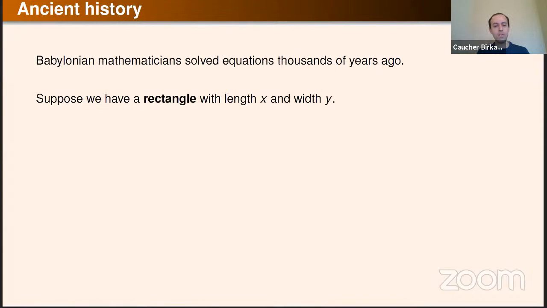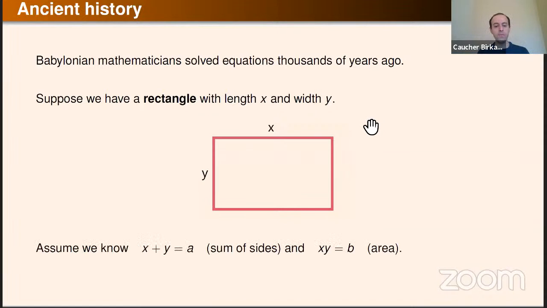For example, suppose that we have a rectangle which has length x and width y. And suppose that we already know the sum of the sides of this rectangle, and we also know the area of the rectangle. So this could be, for example, a piece of land somewhere in Mesopotamia. Now, having these two numbers, x plus y and x times y, they wanted to recover x and y to see exactly what x and y are.